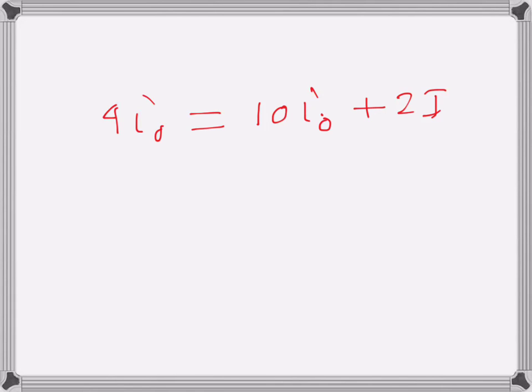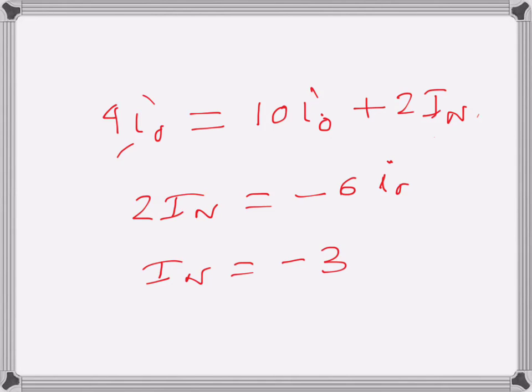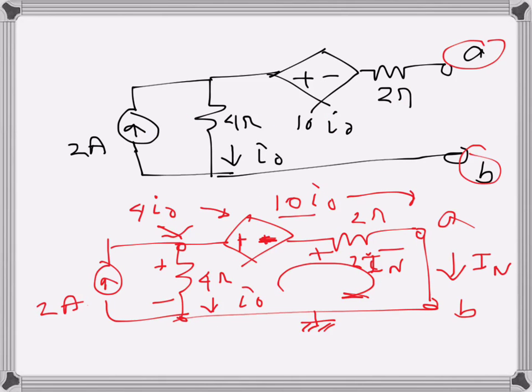plus 2 IN. I have used caps lock and I have used capital and small here, I naught, but I will leave it like that. So IN is in capital and that's in small, so like that. So this is minus 6 I naught. So IN is minus 3 I naught. This is a relation that I get. So basically I have just written KVL in this loop.